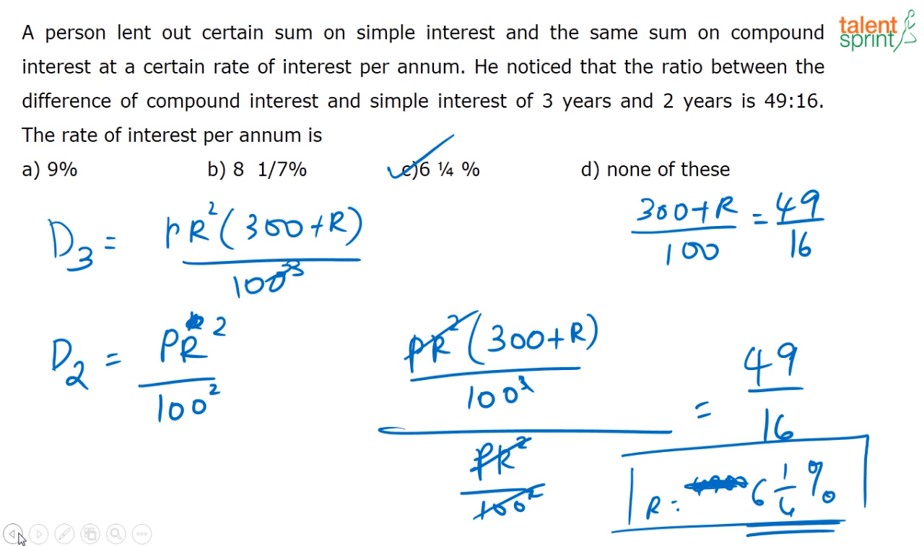Sharmishta is asking how D2 is SI and not CI. See, he noticed the ratio between the difference of compound interest and simple interest for 3 years and 2 years. So basically he is calculating the difference between compound interest and simple interest for 3 years and also for 2 years. First when both are invested for 3 years, then when both are invested for 2 years. I hope that clears your doubt, Sharmishta. Yes, Gurpreet, that's correct. So let's move on to the next question.